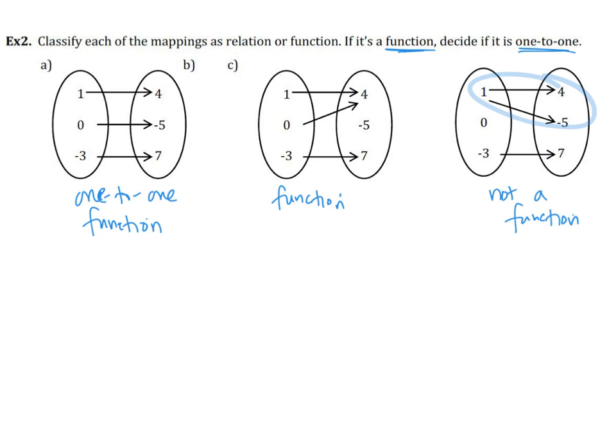Okay, hopefully you see letter A is one-to-one. It's a one-to-one function. Every x value is different and every y value is different. Letter B is a function because the x values are different, but it does repeat a y value. And letter C is neither a function, it's just a relation, and that's because your x value is going to repeat. You're going to have an ordered pair that's (1, 4), and an ordered pair that's (1, -5).